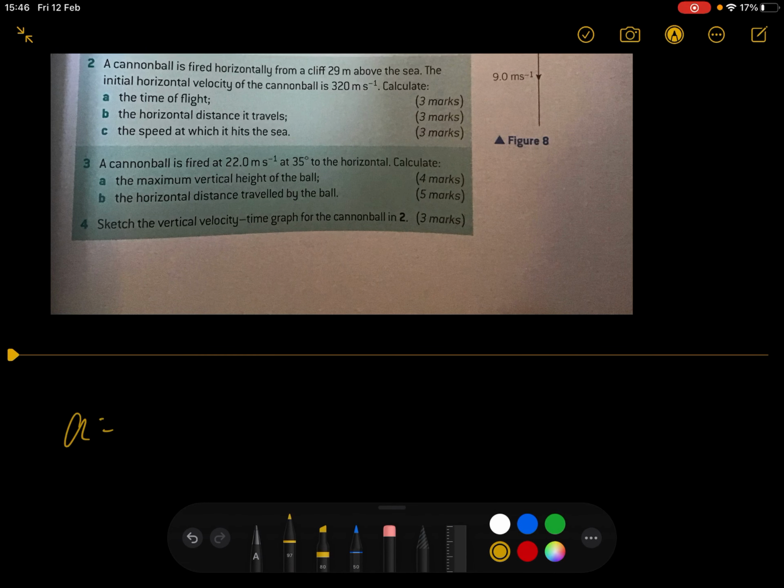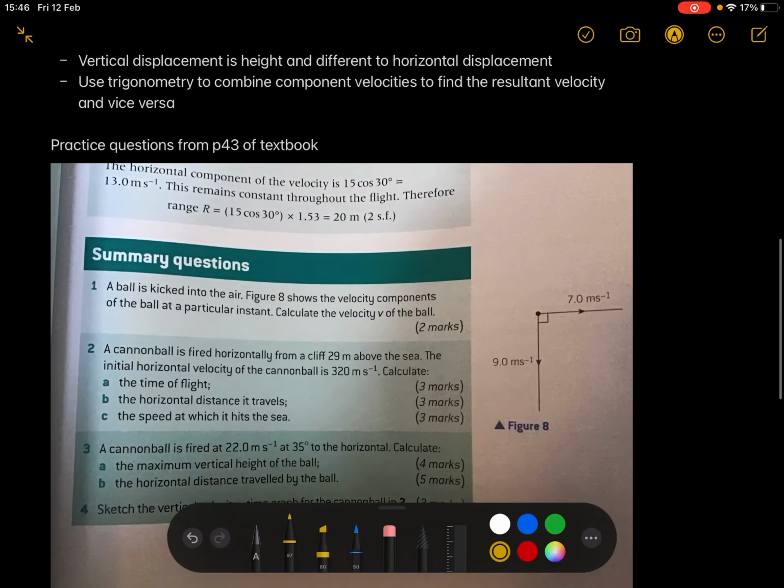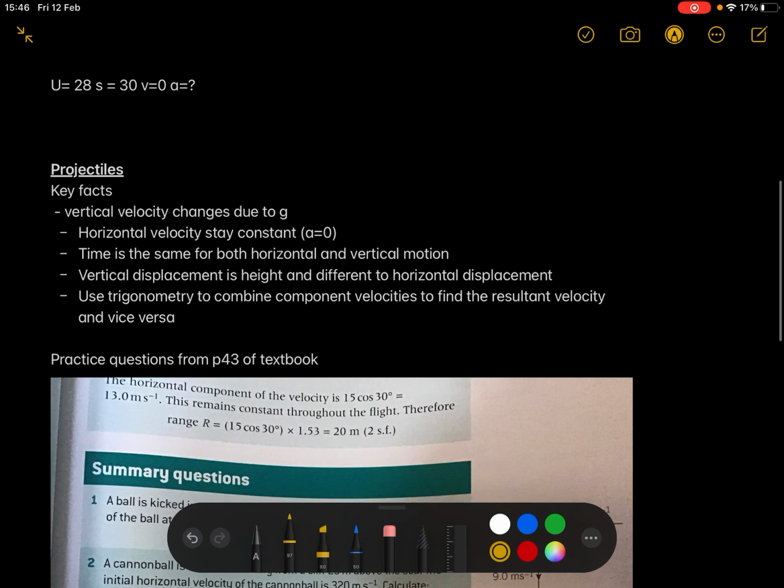That works, right. A is V squared minus U squared over 2S. That's 0 squared minus 28 squared over 2 times 30, which is 28 squared divided by 60. Double check with my calculator: 13.6. And it's obviously deceleration, 13.6 metres per second squared. Easy peasy lemon squeezy.